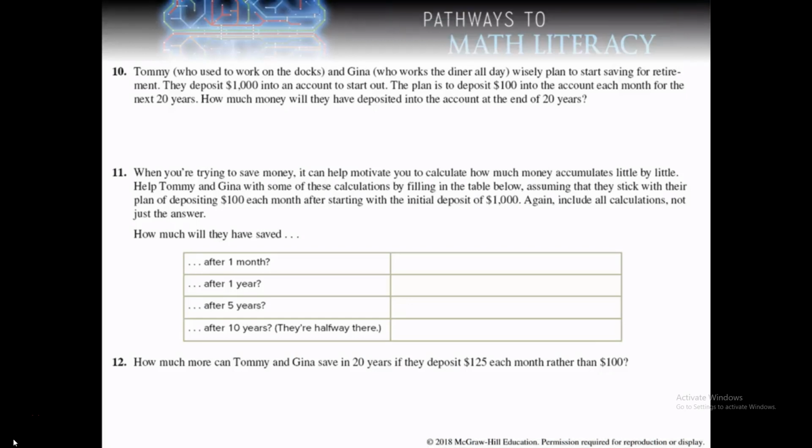In 10, Tommy and Gina are saving for retirement. They're starting with $1,000 and then depositing $100 every month for 20 years. How much will they have at the end?